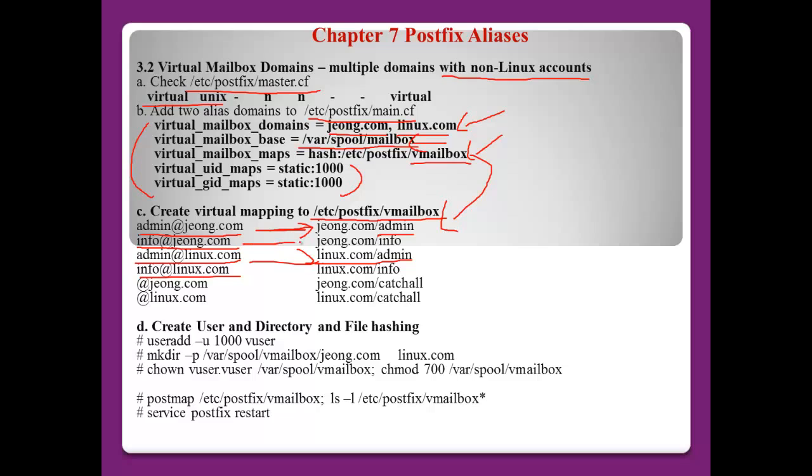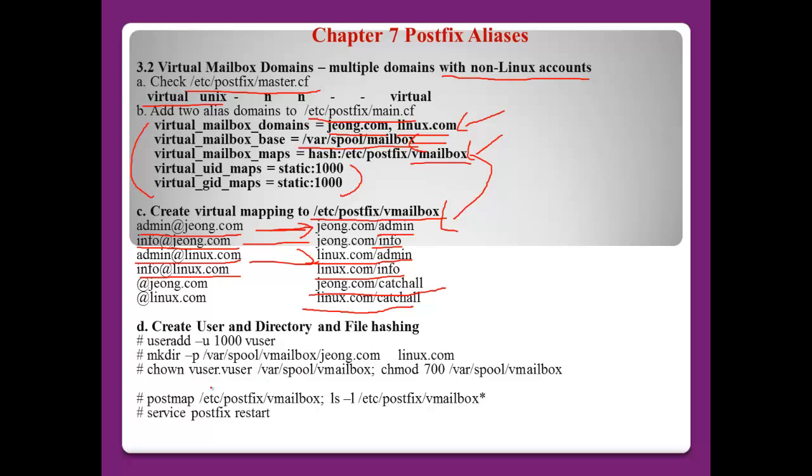And one more example, info and info. This one is jung.com/info, and this one is linux.com/info, like this. And @jung.com, @linux.com, this one is the same. Maybe if someone wants to send email to a user who is not defined in this file, the email box, then this one will be forwarded to here, jung.com catch-all, linux.com catch-all, like this.